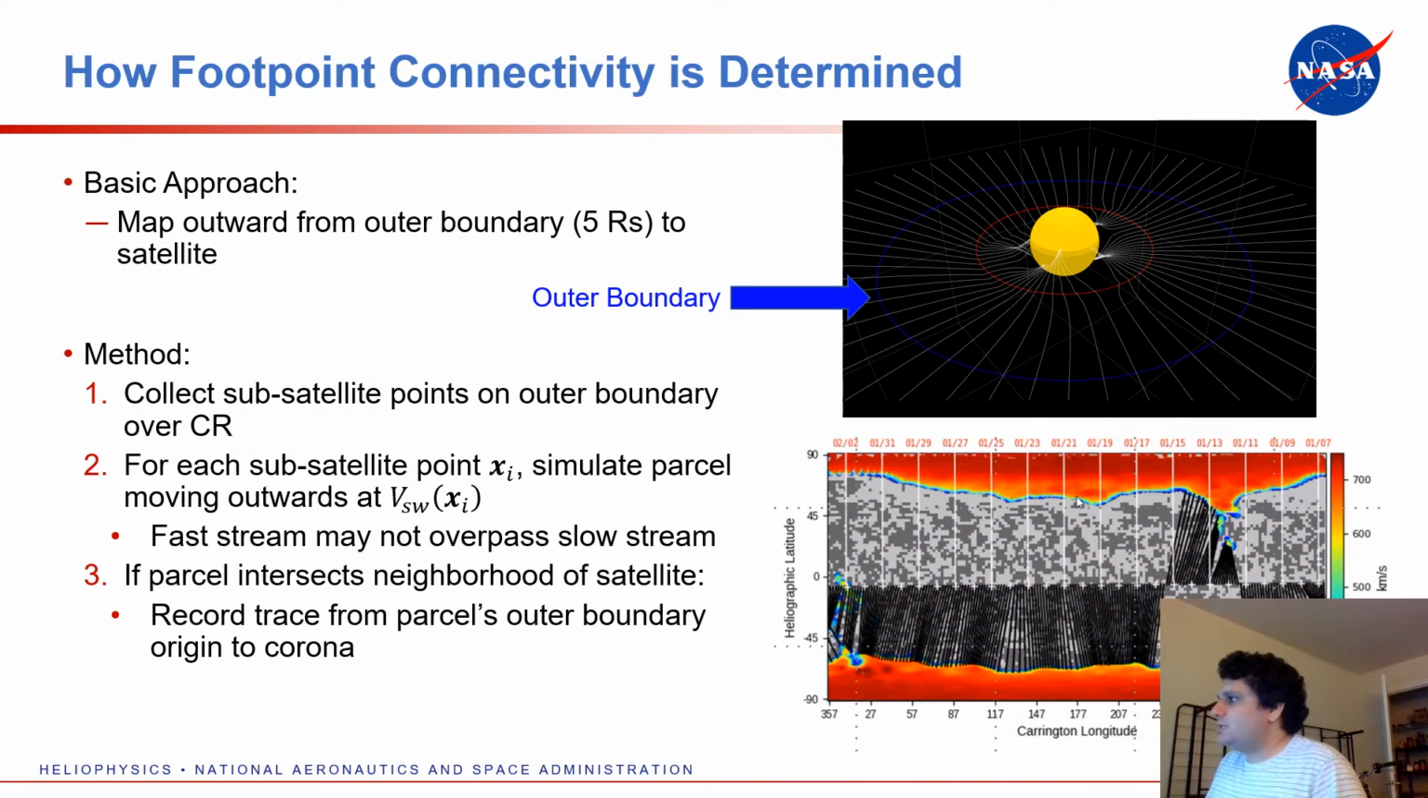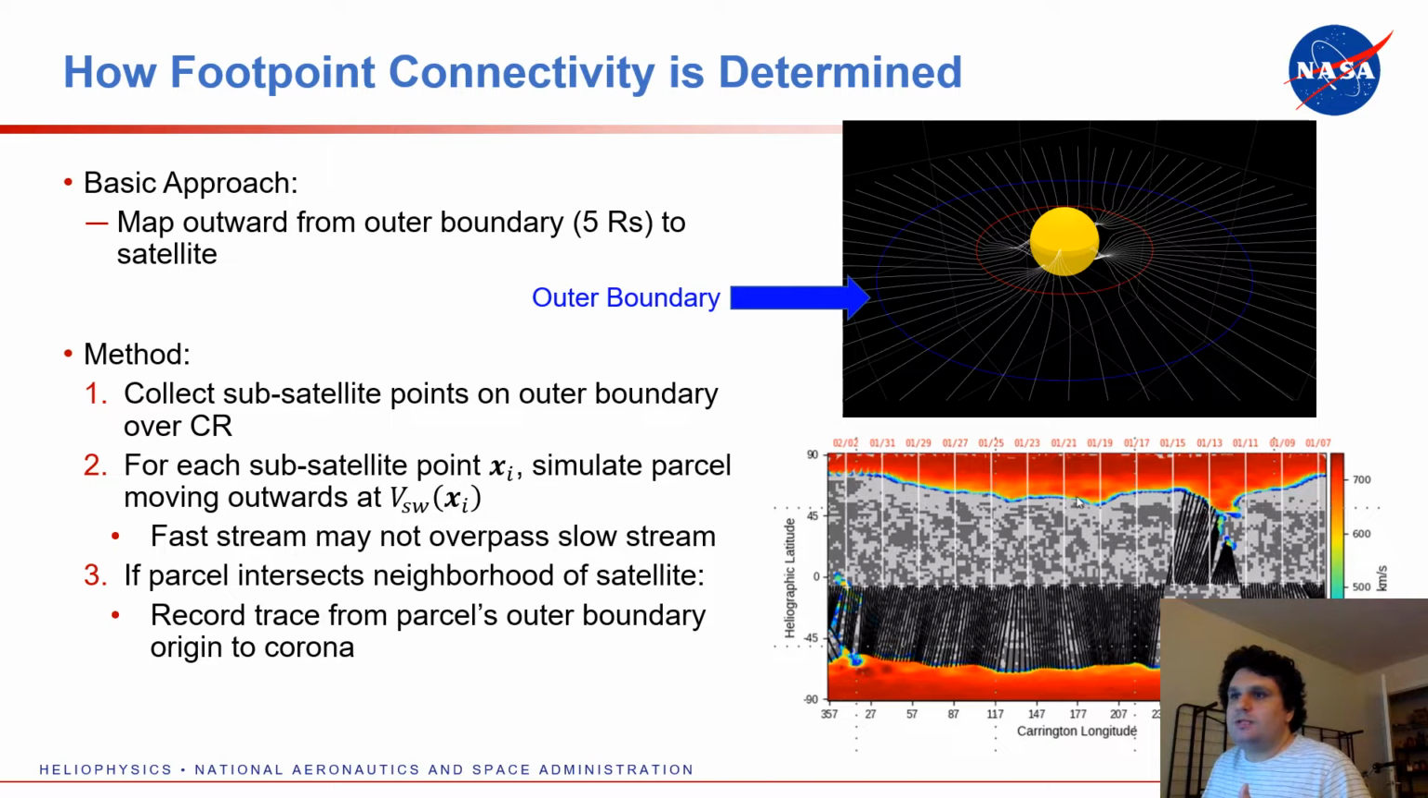So let's start by discussing, in regards to our ECHO algorithm, how do we find a foot point associated with another point in the solar system? The one-line basic approach is that we map outwards from the model's outer boundary, which happens at 5 solar radii, out to the satellite using a little simulation of the Parker spiral. The more detailed explanation is that we collect the sub-satellite points on the outer boundary over an entire Carrington rotation. This forms a ring of sub-satellite points around the sun.